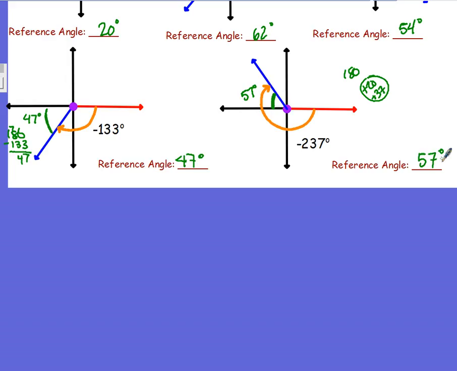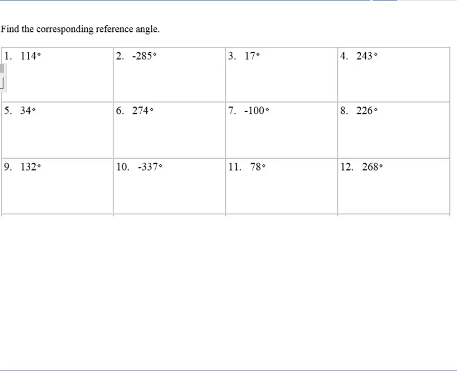So this reference angle is not measured from the standard position. It's just from the x-axis to the angle, either up or down. Okay? I want to say that's it.